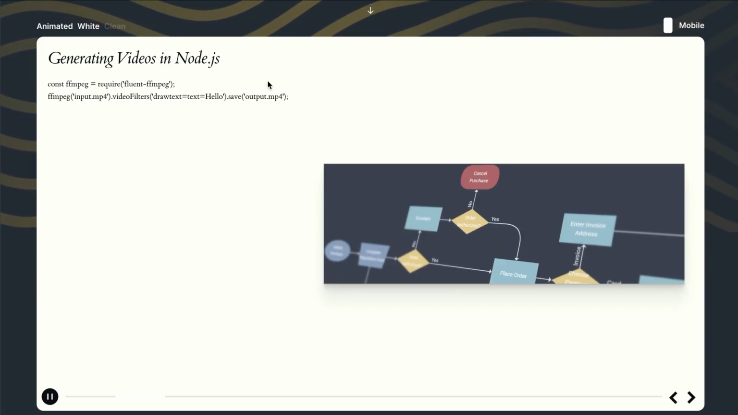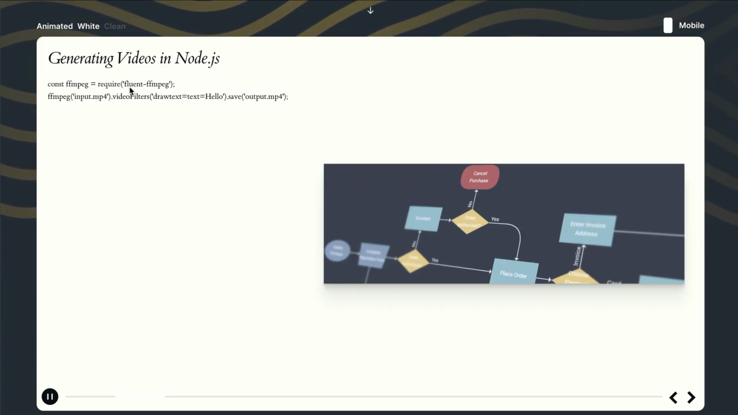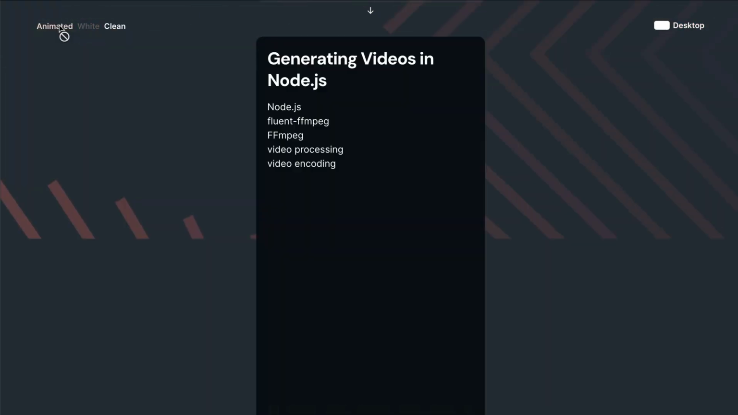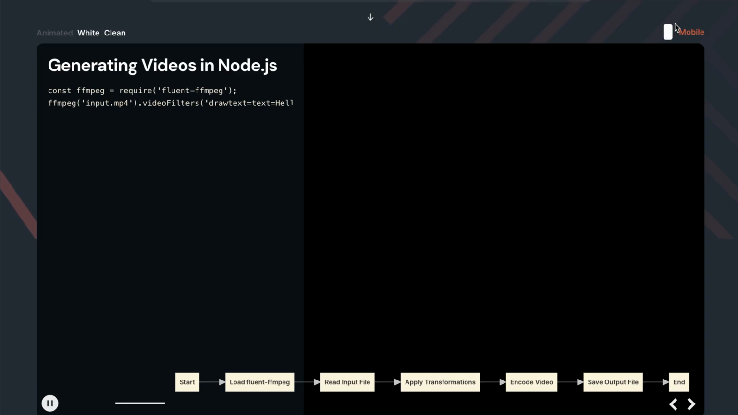You can create videos by combining images, adding text, or applying filters. The process typically involves reading input files, applying transformations, and encoding the output.